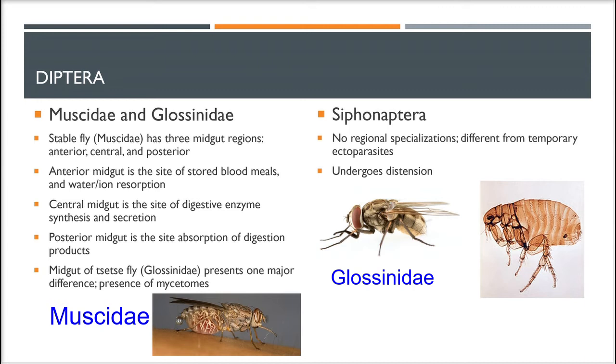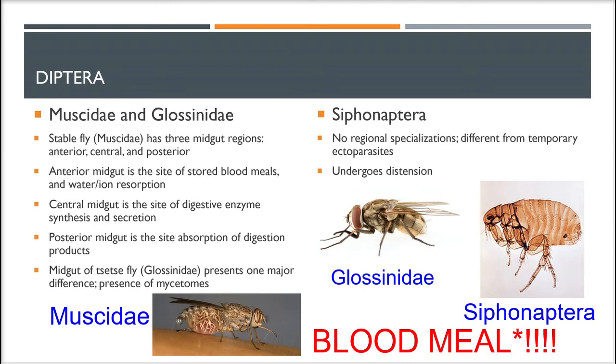The last order is the Siphonaptera, or the flea. The flea is very different from the other insects that we covered. This insect has no regional specializations of the midgut. Instead, the midgut expands or undergoes distension during a blood meal.